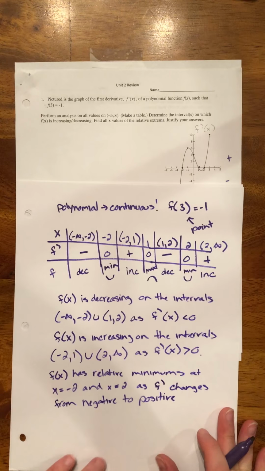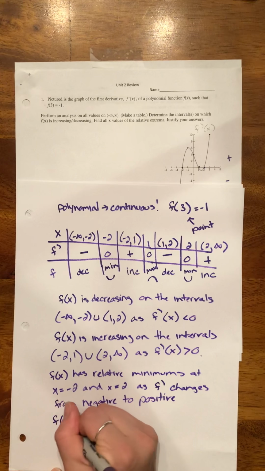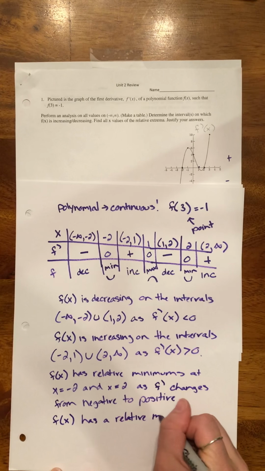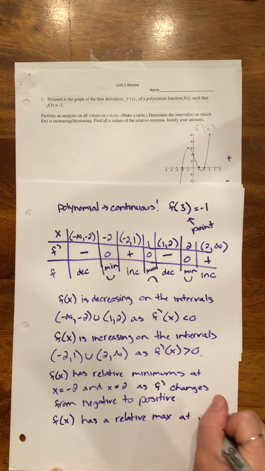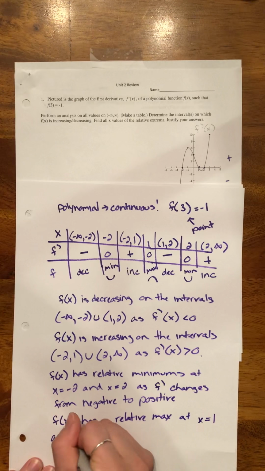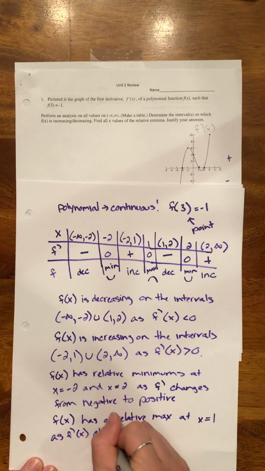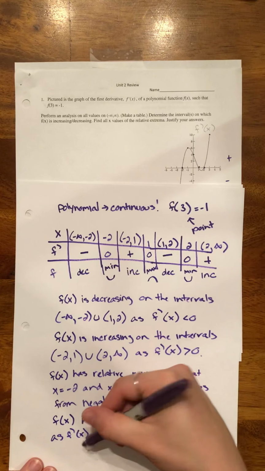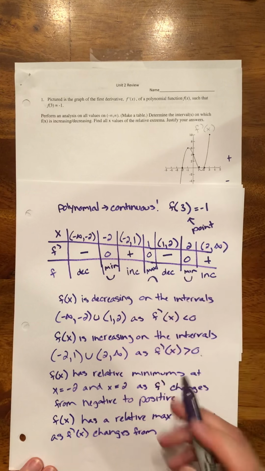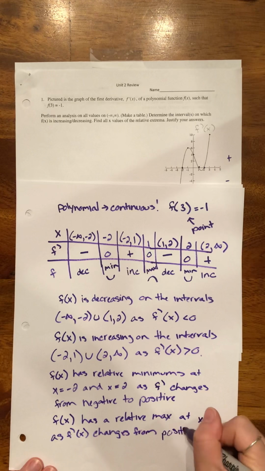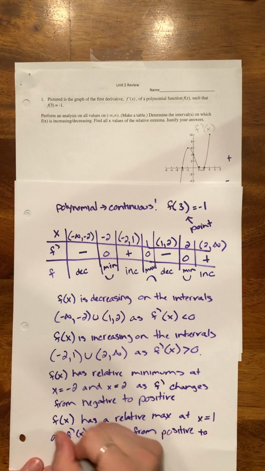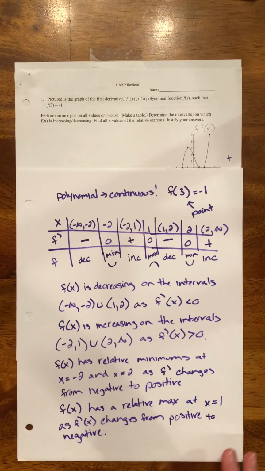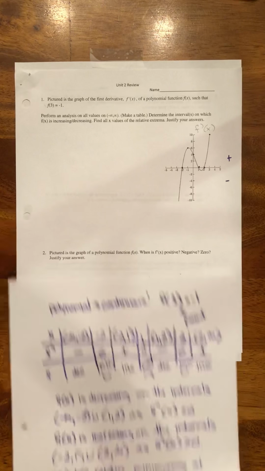I'm almost out of room, but I'm gonna go up. Next thing is f of x has a relative max at x equals 1 as f prime of x changes from, and I have to be careful, I said f prime, so I've got to be thinking positive to negative here. If you said f of x, you would have to say increasing to decreasing. Okay, so that's number 1. Let's keep going.